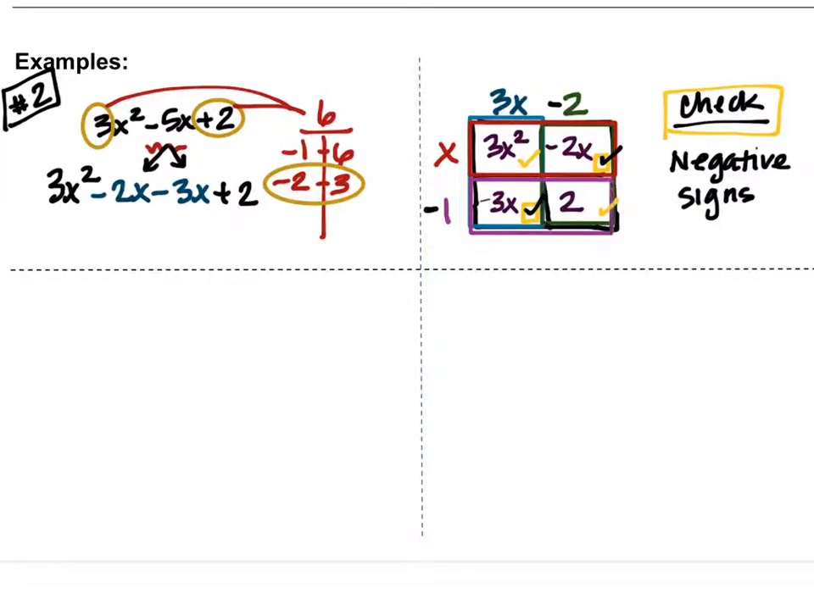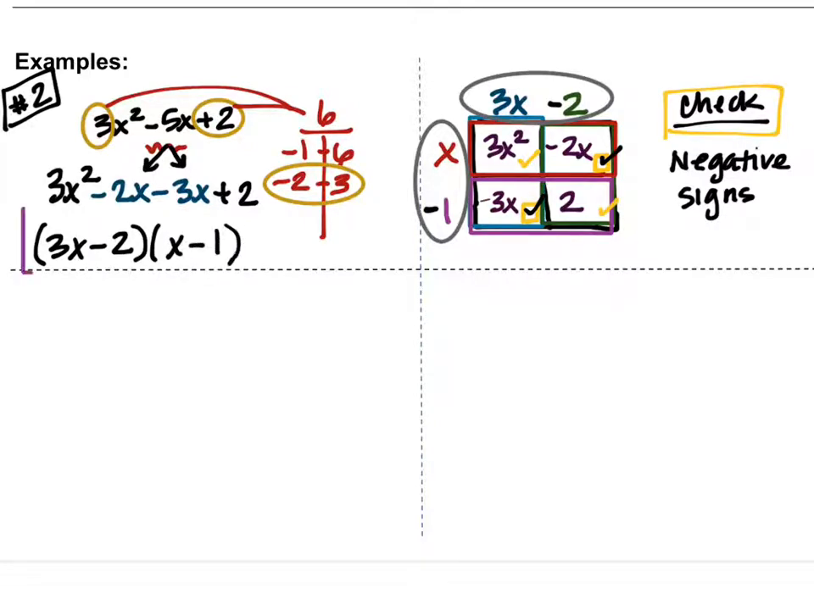So that's an important piece to check, and I'm going to write my binomials of 3x minus 2 and x minus 1. Again, you can always add the opposite to make this 3x plus negative 2 and x plus negative 1 if you prefer that method. They do mean the same thing. So let's take a look at example number 3.